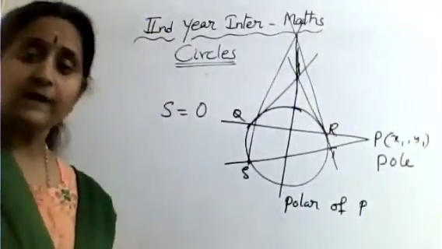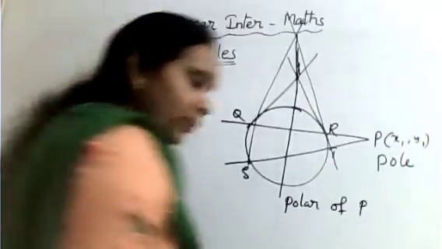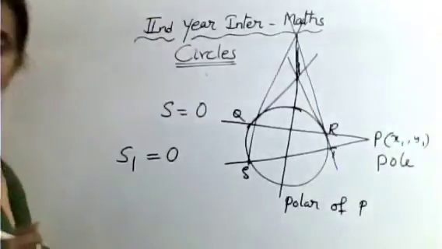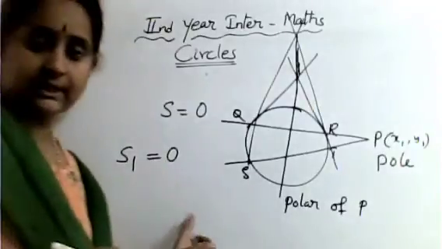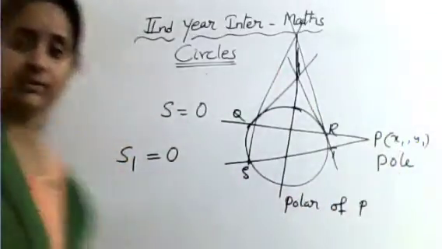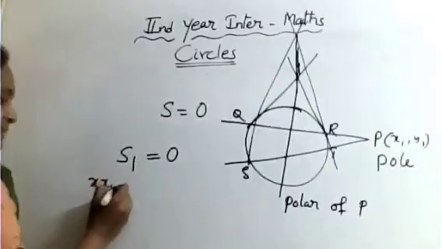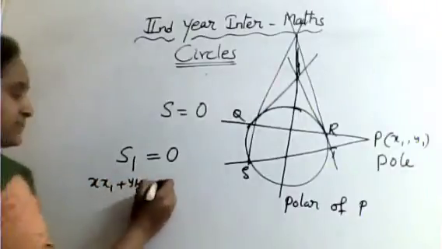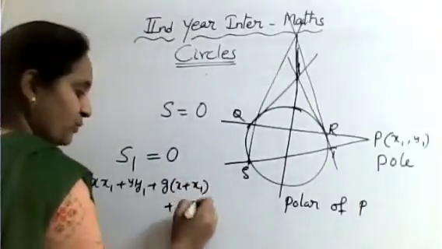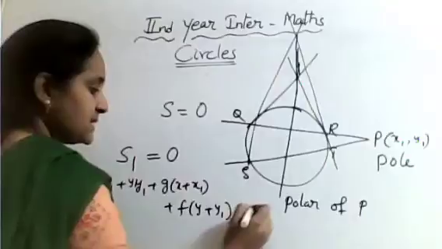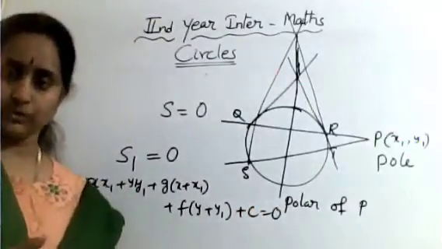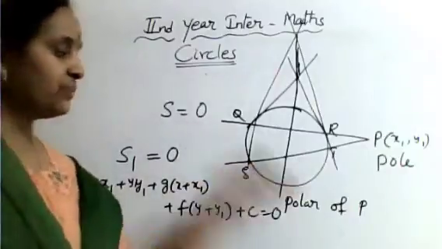So what is the polar equation to the circle? The polar equation to the circle from the point P(x1, y1) is S1 equal to 0. S1 means x x1 plus y y1 plus g into (x plus x1) plus f into (y plus y1) plus c equals to 0. This is S1 equals to 0. So this is the polar equation.